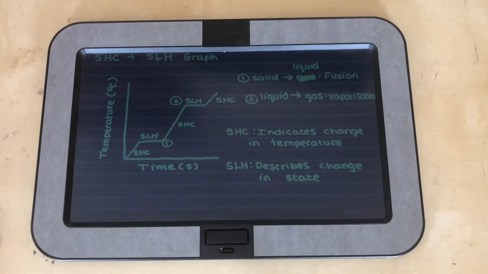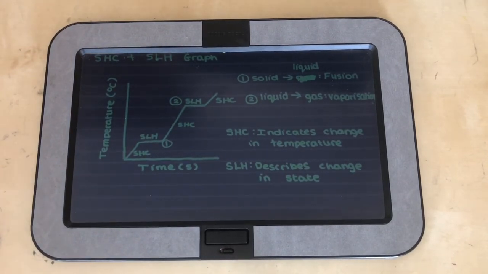Hopefully now you understand the definitions a bit more. To summarize, specific heat capacity describes temperature change. Specific latent heat describes physical change, i.e. state change.